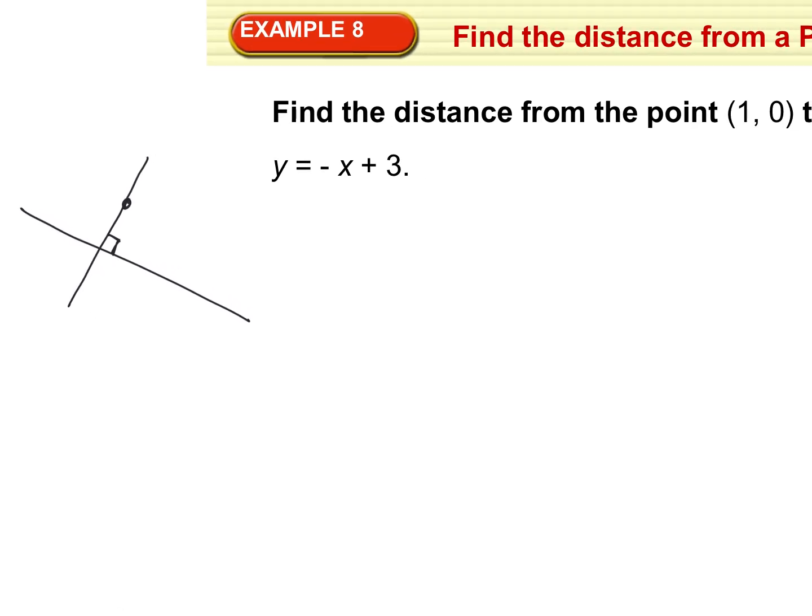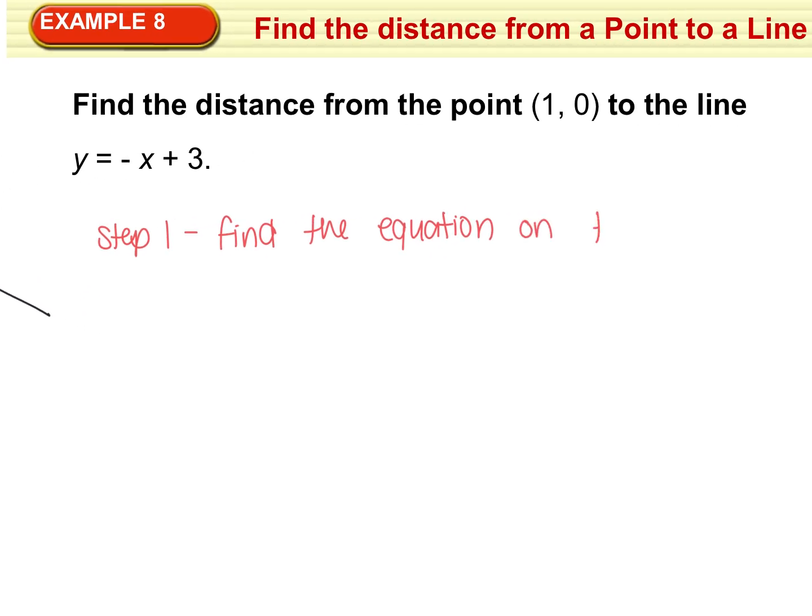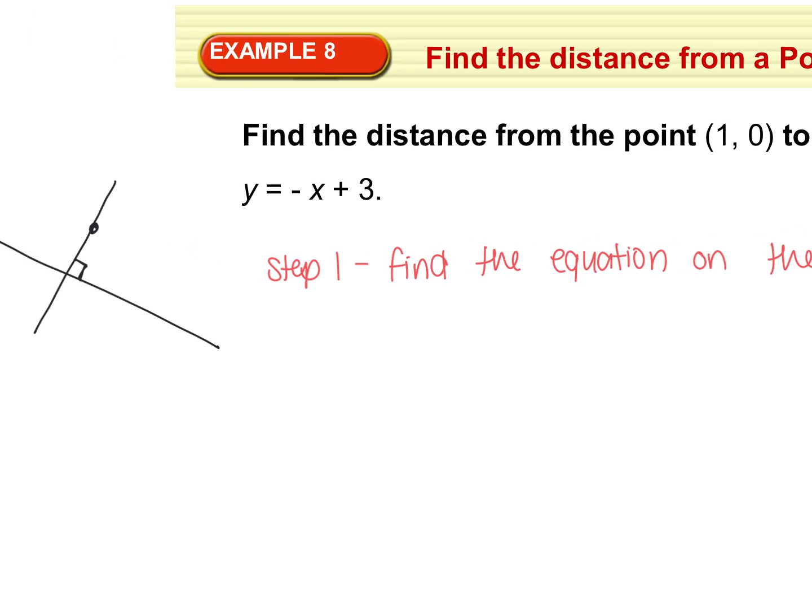Now, like we did before for example 7, we have to find that perpendicular equation. So how am I doing that? I'm doing it in steps. My first step is find the equation of the perpendicular line. Step 1, find the equation of the perpendicular line. So we should know how to do that. I'm going to look at what they gave me. What would my new slope be for my perpendicular line? 1. Good, it would be 1.